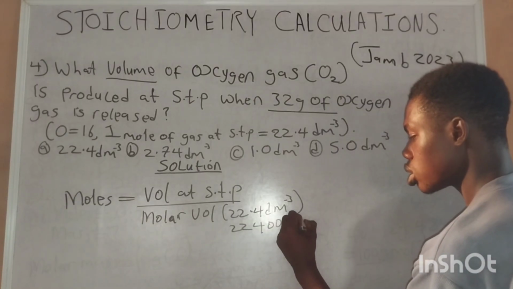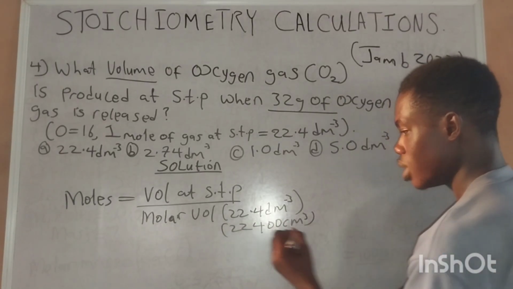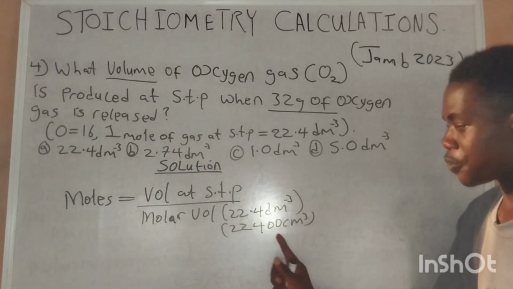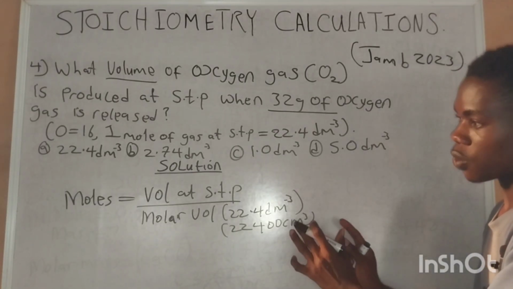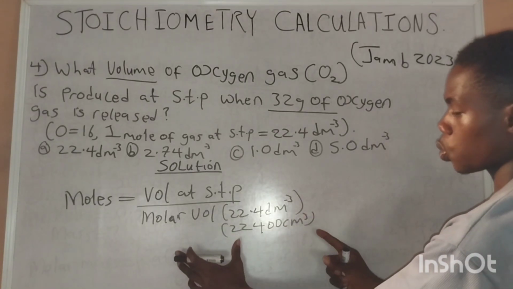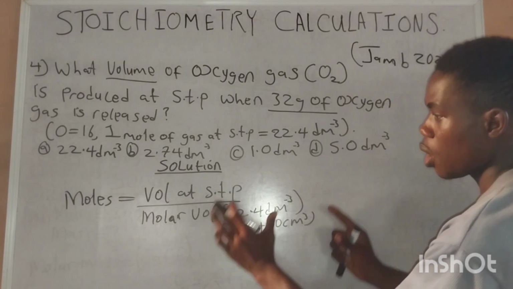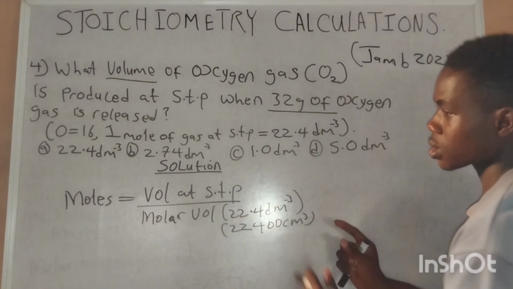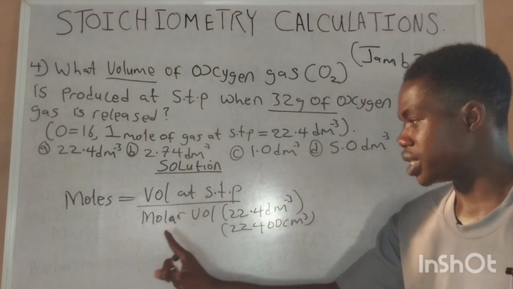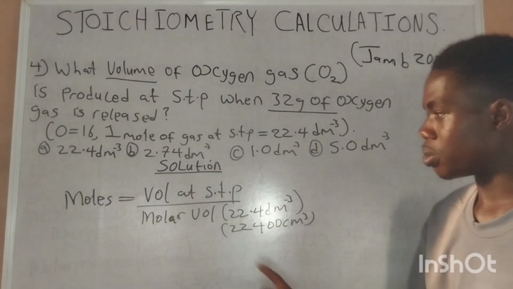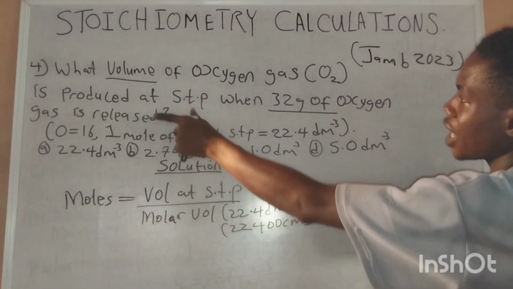22,400. So in cm cube, the value is 22,400. Please take note of this. This is the formula we will be using for this particular question: number of moles equals volume at STP divided by molar volume.